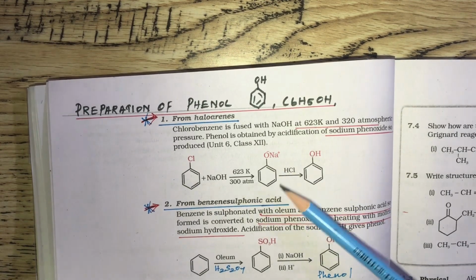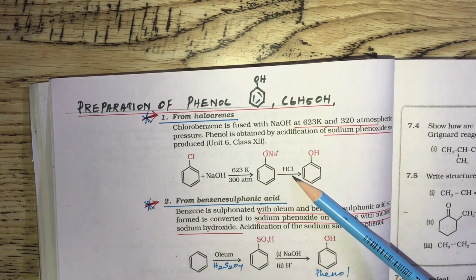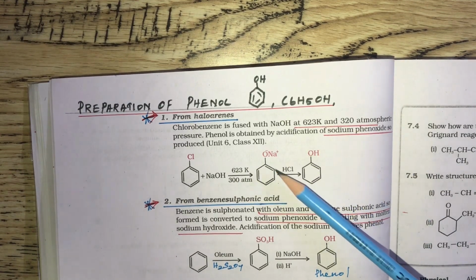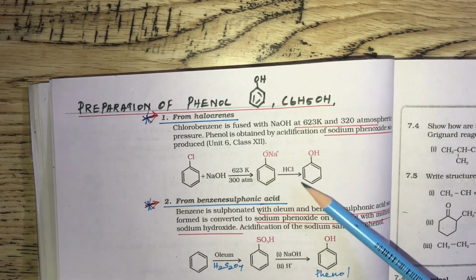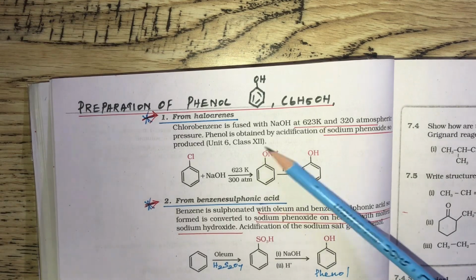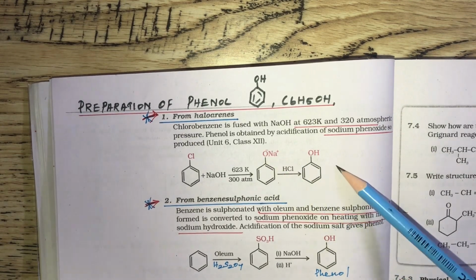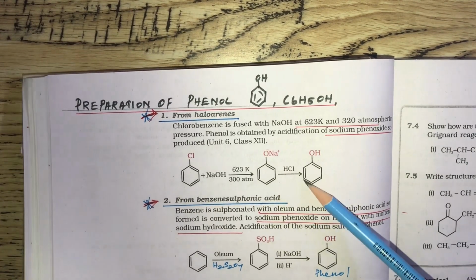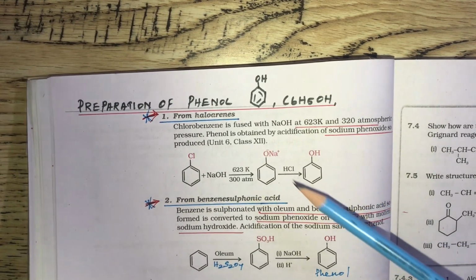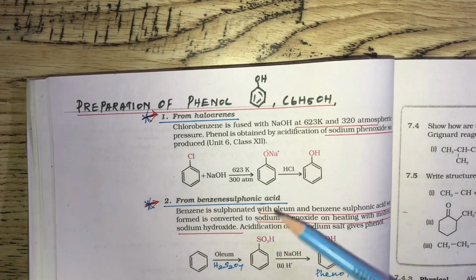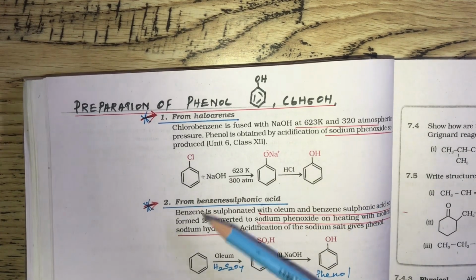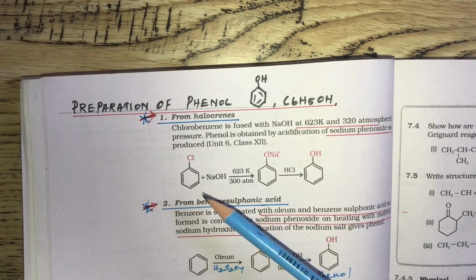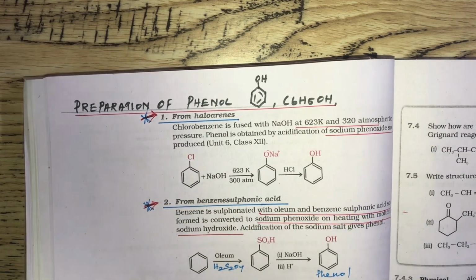The sodium phenoxide, on acidification with hydrochloric acid, sodium and chlorine react, removing sodium chloride, and then the electronegative oxygen, the H is substituted in the place and joined in the place. On acidification, sodium phenoxide forms phenol. Like that, sodium hydroxide gives sodium phenoxide, then phenol. So this is the conversion of chlorobenzene into phenol. How to get phenol from chlorobenzene? So this is the method.